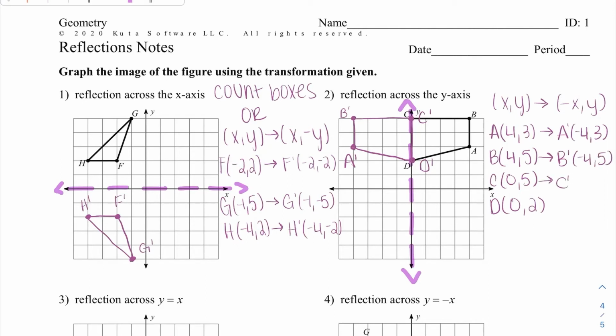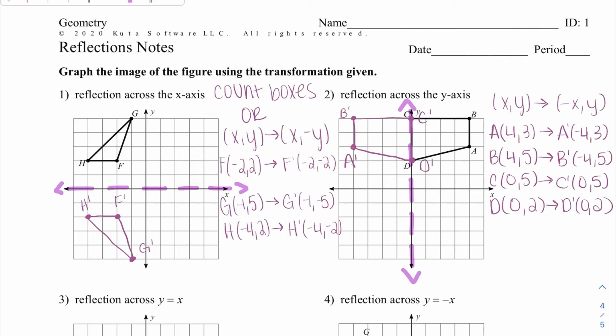C, change the sign of the x value. Our x value is 0, so it will just stay 0. And then same thing for D, our x value is 0, so it will just stay 0. Notice, just like when we counted boxes, points C and D stayed the same since their x value was 0.